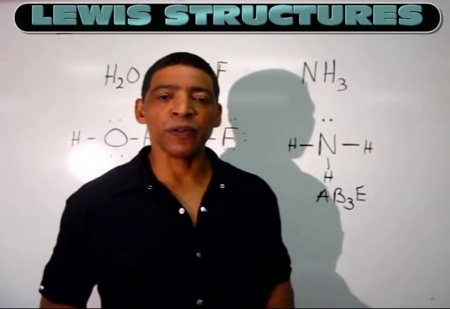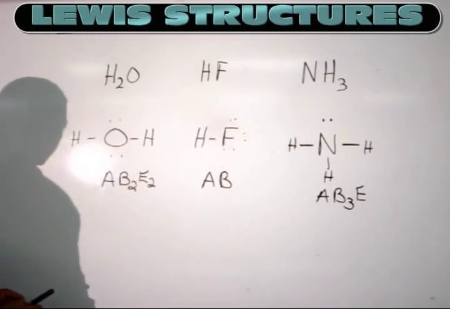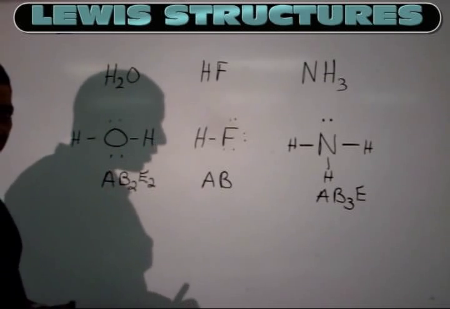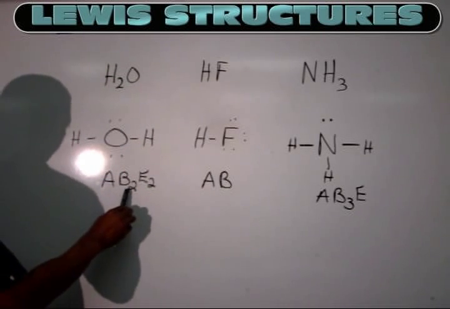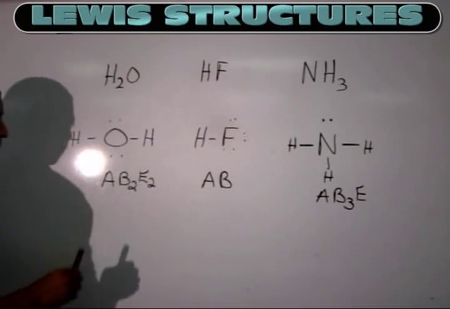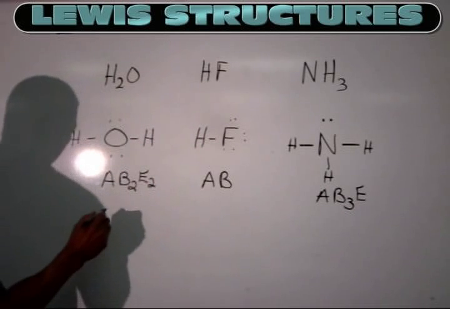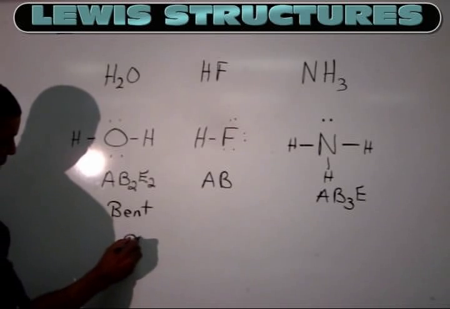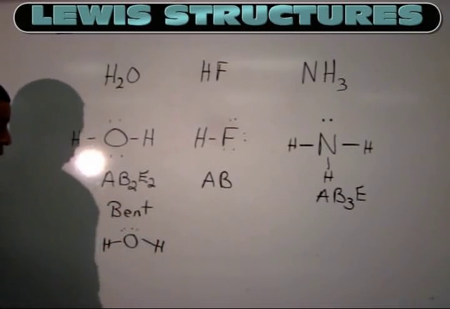Structures may also provide some insight into the shapes of molecules. For example, in the case of water, the shape of the molecule is identified by the following arrangement: AB2E2. This arrangement will always yield a shape called the bent shape. So the shape of a water molecule will be written as follows.